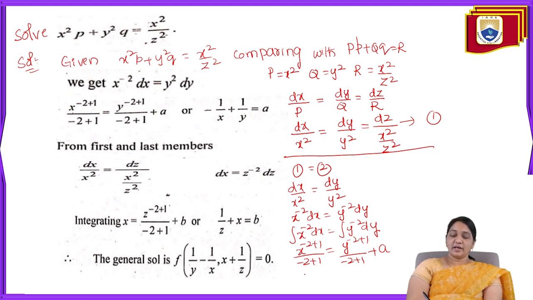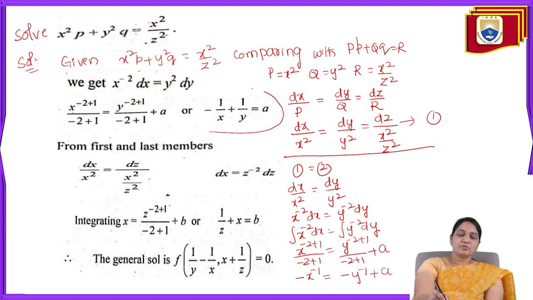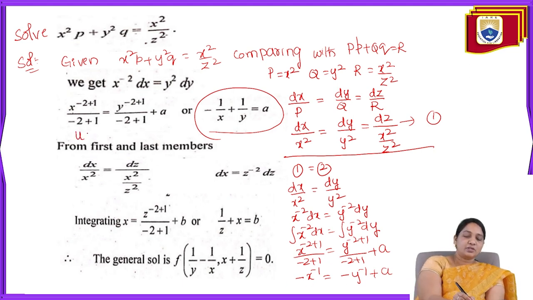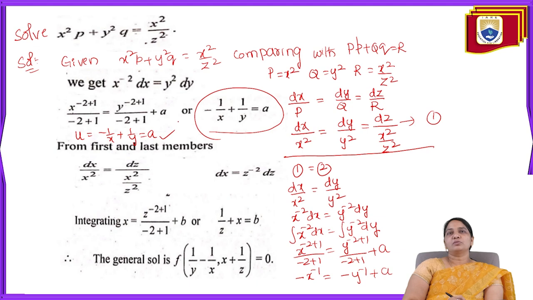So, here I can write this as minus 1. So, minus x power minus 1 equal to minus y power minus 1 plus a. Finally, this solution is minus 1 by x plus 1 by y equal to a. So this is my first solution, that is u equal to minus 1 by x plus 1 by y equal to a. This is my first solution.